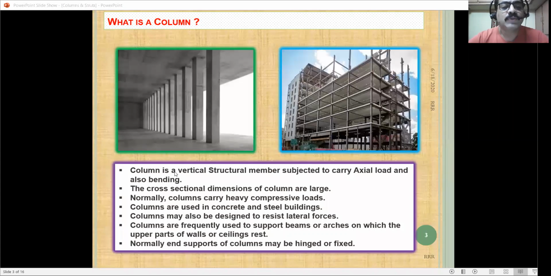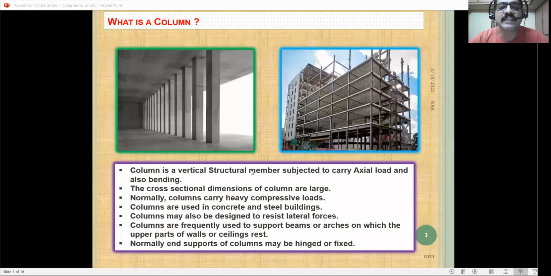Okay. So now again I am reading this. Column is a vertical structural member. Please remember, vertical. Not every vertical member can we call a column. It should be a vertical structural member subjected to carry axial load and bending. You may find this definition everywhere, but we have to understand each and every word of this definition. Then only will you get more visualization and understanding about the column.